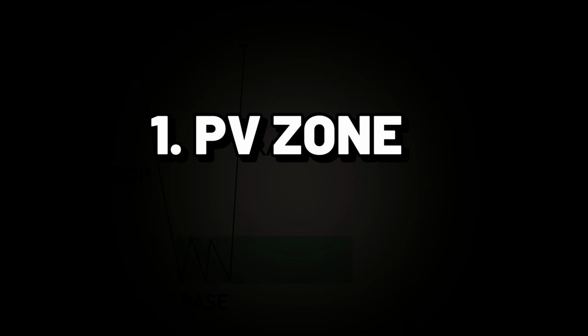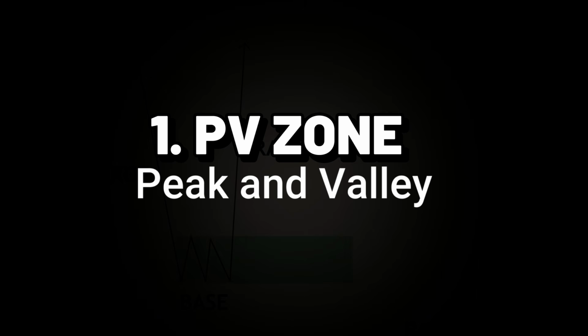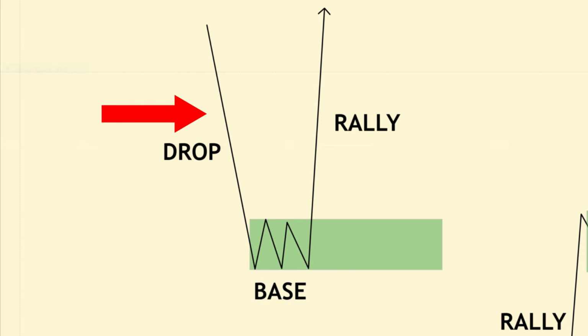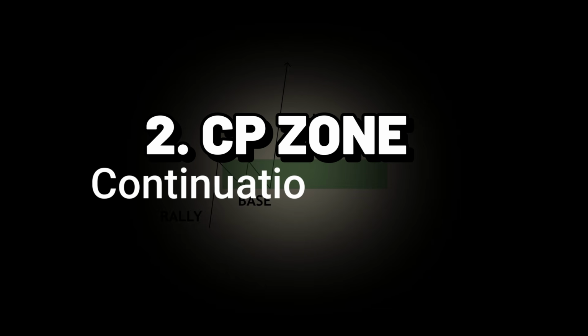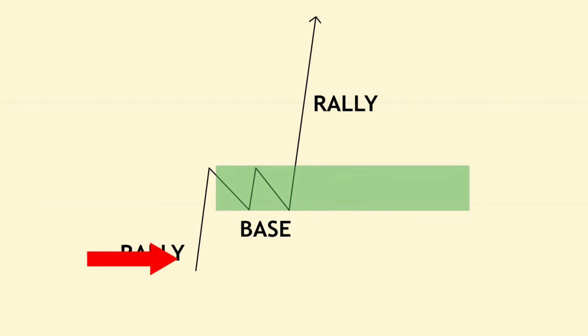The first zone is the PV zone, the peak and valley zone. This is when we have a drop, base, and then a rally up. The second type of zone is what we call a CP zone, a continuation pattern zone. This is when we have a rally, base, and then another rally.